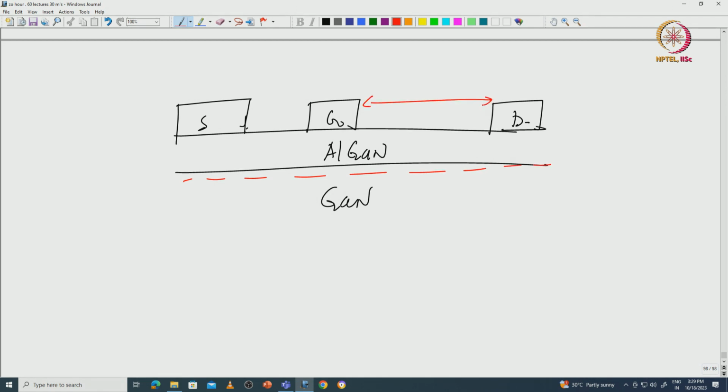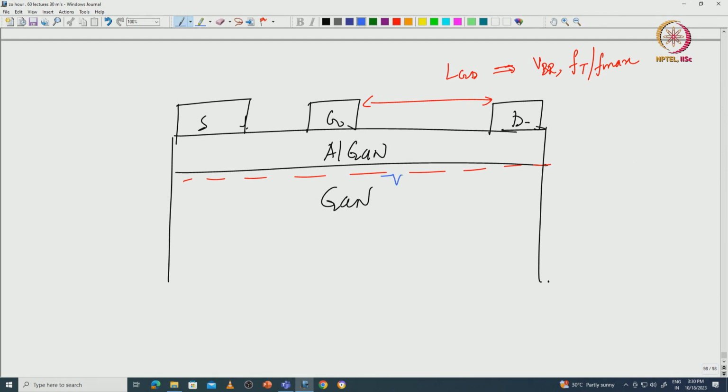This spacing LGD affects, it determines the breakdown. It also determines your cutoff frequencies to a large extent. Higher the spacing, lower is the cutoff frequency, correct? So that's a trade off between cutoff frequency and breakdown. Okay.